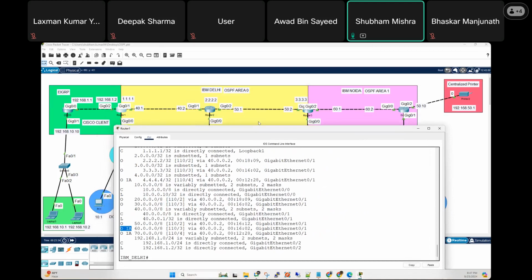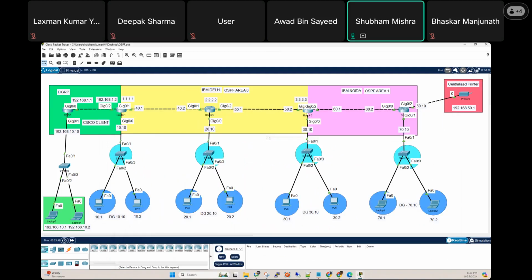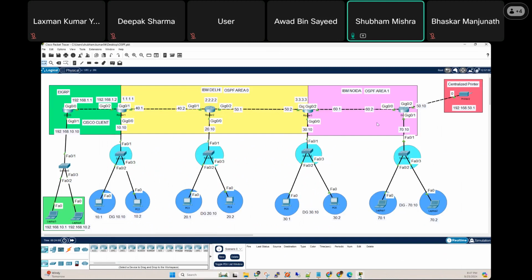Clear, everyone? So this router installs the 60 network. What is the AD value? 110. What is the metric? 3. See here what will happen. This ABR router advertises the 60 network into this area. This router will calculate the 60 network, which is configured on this link in area 1. These are gig links, right? For gig, what is the metric? 1. We already know, 1.